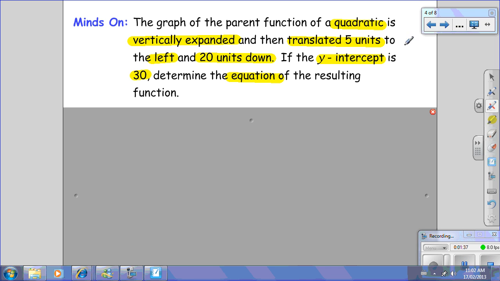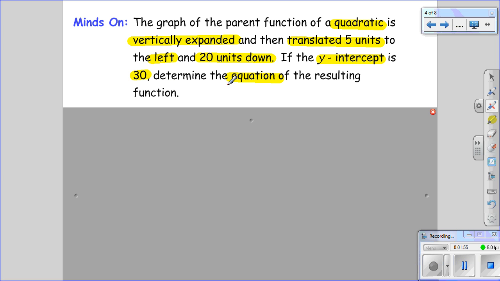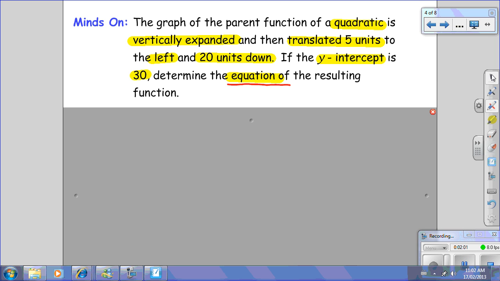Go back again. The graph of the parent function of a quadratic is vertically expanded, translated 5 units left, 20 units down. Have I got all the key information? Yeah, I pretty much covered it all, I thought. But it hasn't told me what to solve for yet, so I'm going to keep reading. If the y-intercept is 30, determine. Oh, that's a very important word. What am I determining? The equation of the resulting function. And of course, I'm finding an equation, so there are no units involved in this.